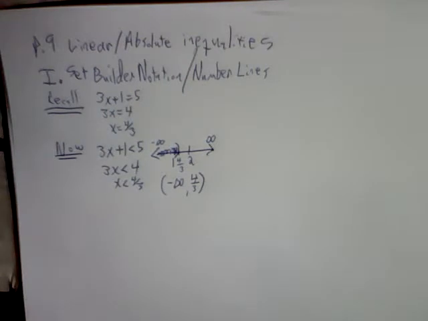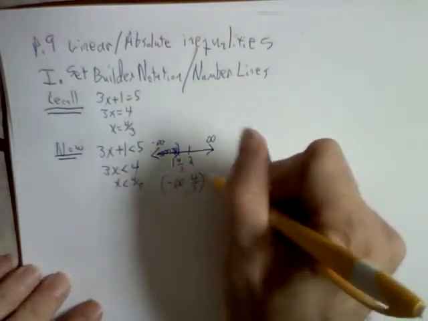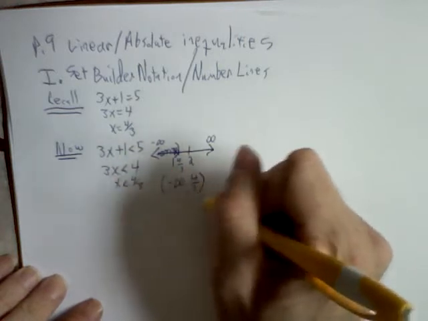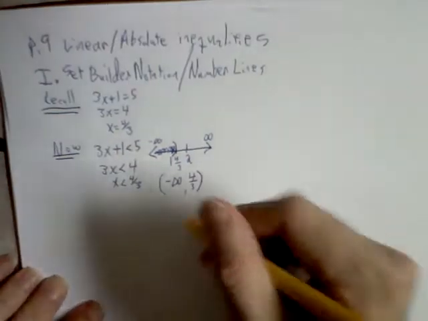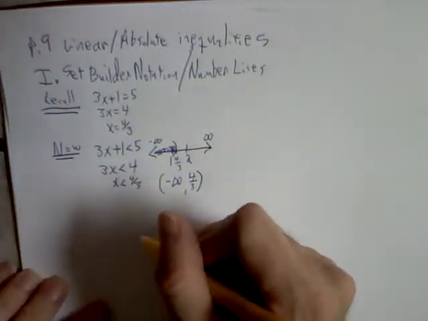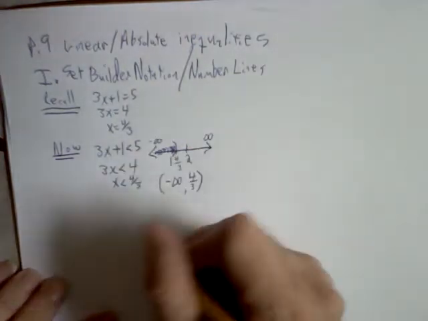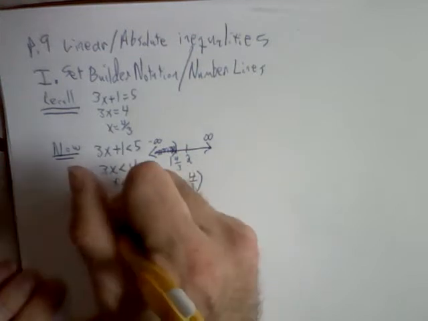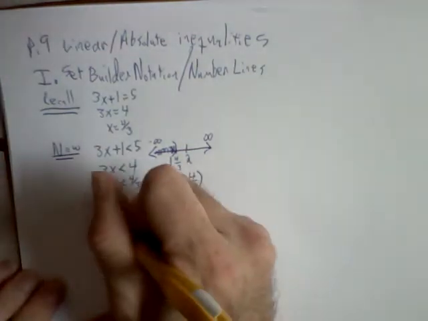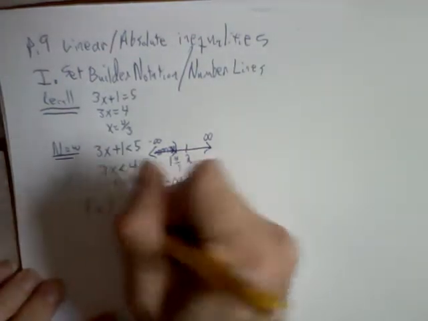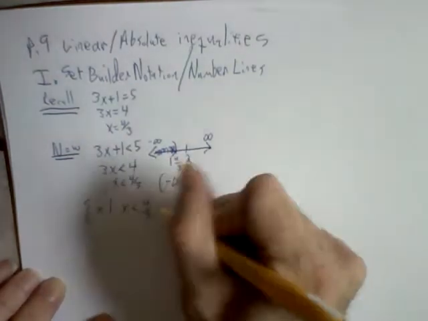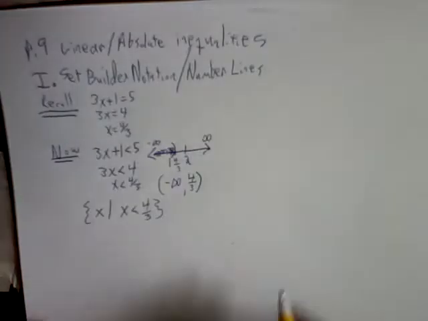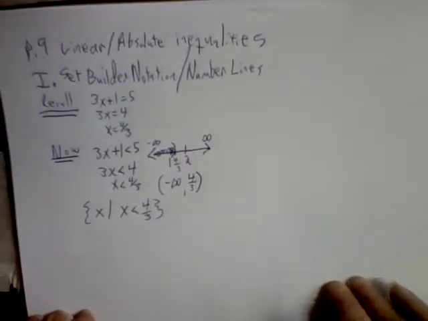Okay. So we need to learn a different way kind of to handle this. That's my motivation for teaching you this. The set builder notation, then, what the heck was that? Well, to rewrite this thing, we would write something like the set of all x such that x is less than 4/3. Okay? So that's sort of our goal here. We want to get to that point.